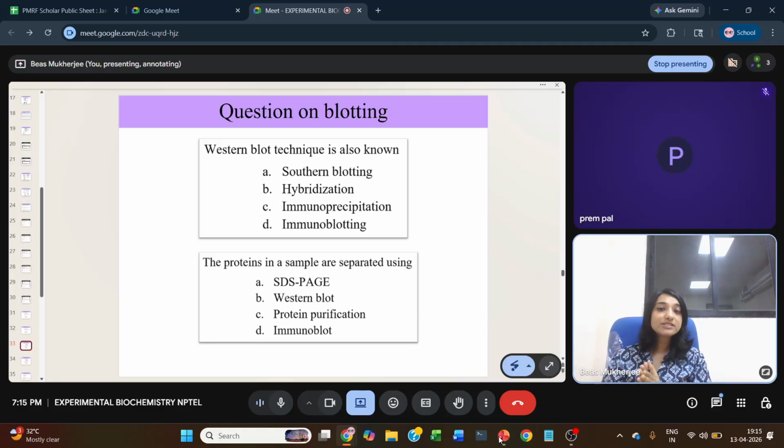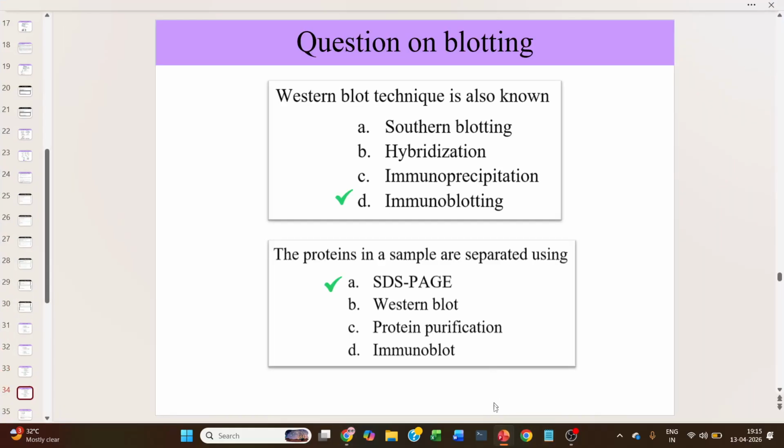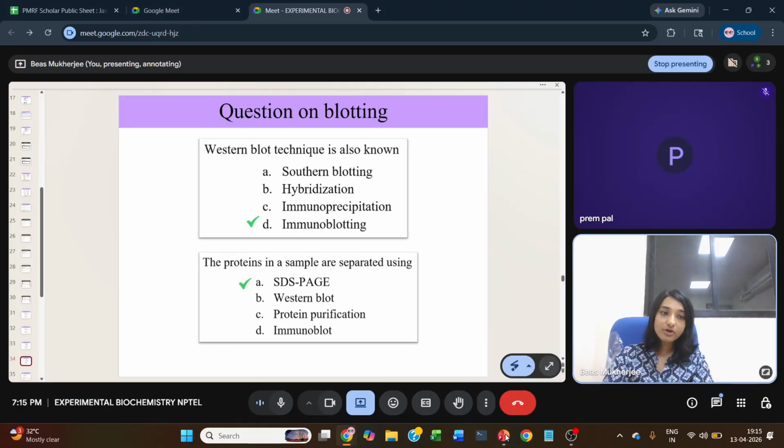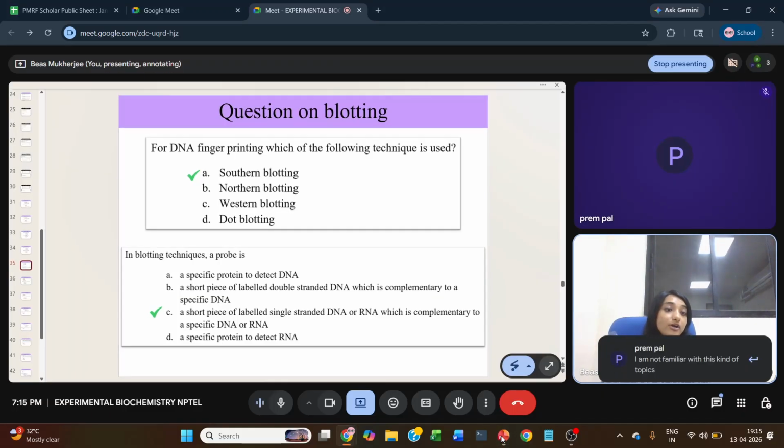Okay. The proteins in a sample are separated using SDS-PAGE. So we will look at the right answers. So see, immunoblotting. Western blotting, remember it is also called immunoblotting. Okay. Why immunoblotting? Because definite antigens are detected using definite antibodies. That is why it is immunoblotting. Okay. Proteins in a sample are separated using SDS-PAGE. This you know. Okay.